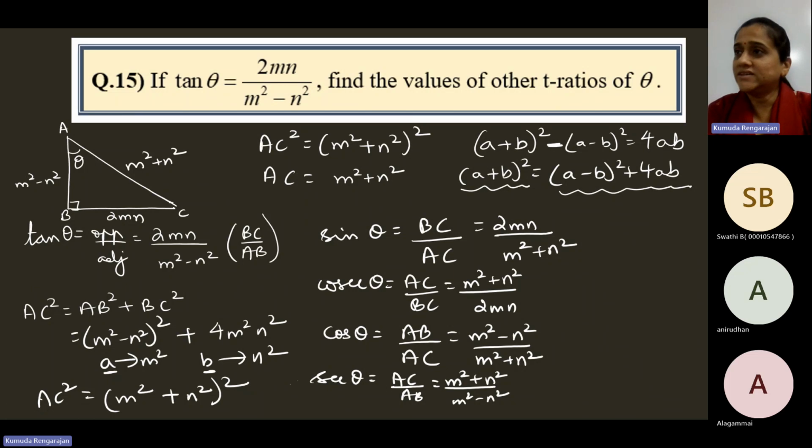So using tan theta, you will fill two sides in the triangle. Opposite side and adjacent side you will fill. Then using Pythagoras theorem, you will find the hypotenuse. Now you know all the three sides. Find sine theta, its reciprocal is cosecant. Find cos theta, its reciprocal is secant. Finished. It's that easy.